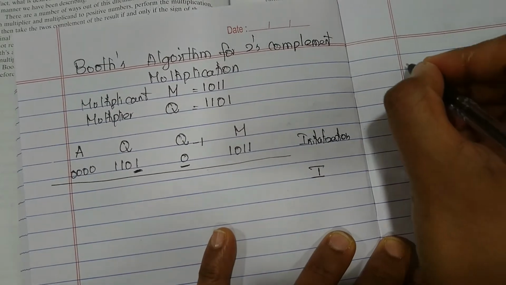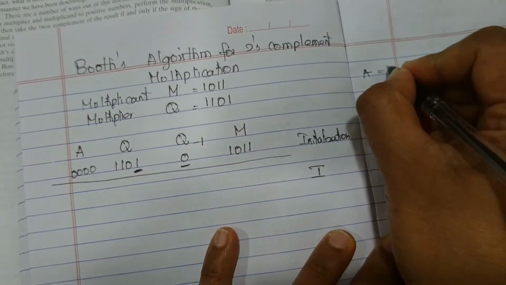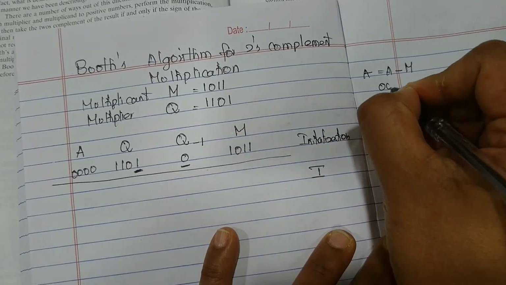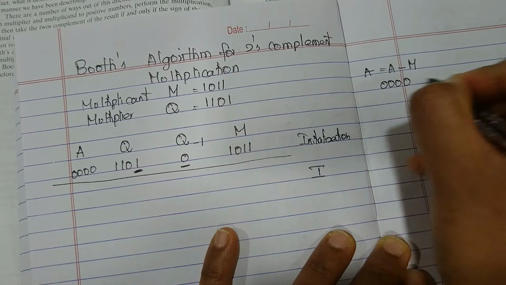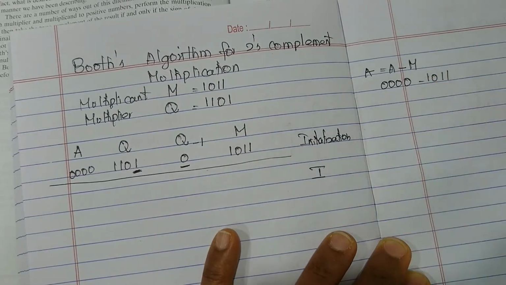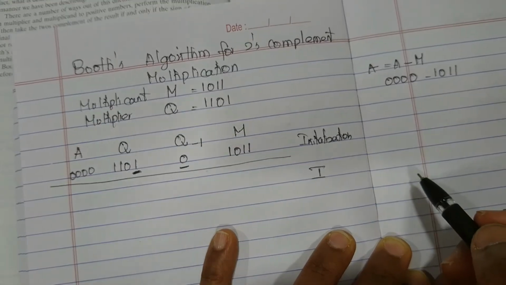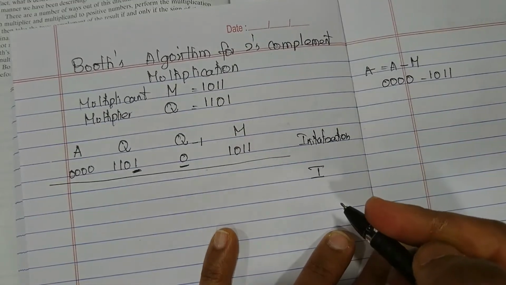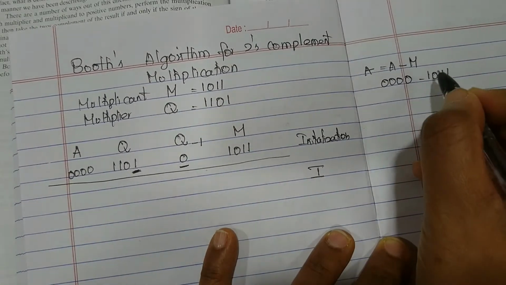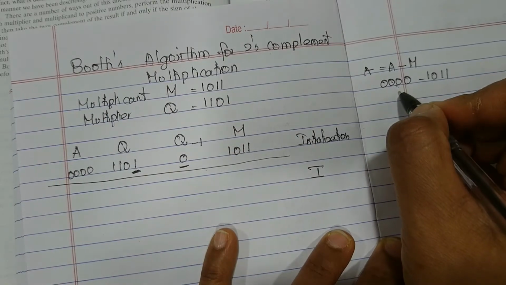A equals A minus M. So what is your A? 0, 0, 0, 0. What is your M? 1, 0, 1, 1. When you do this A minus M, do you remember the subtraction we saw how to do in the previous topics? You take the 2's complement and add it with the first number, is it?